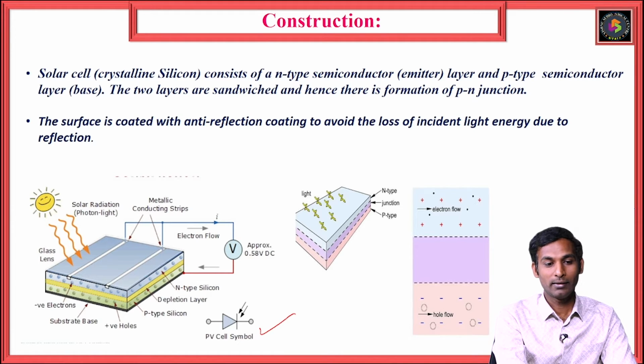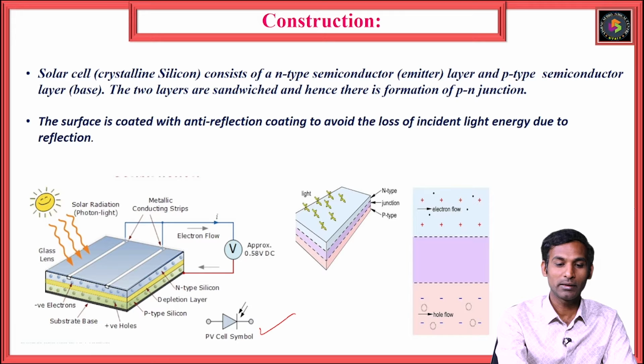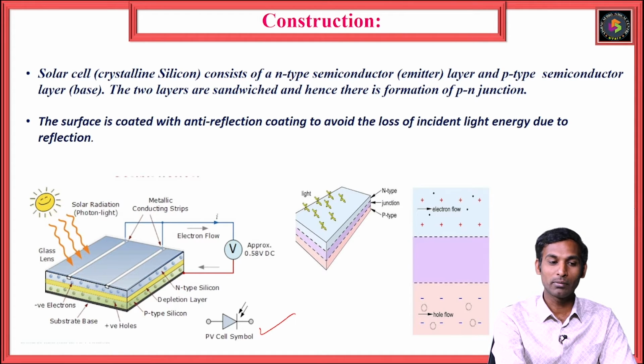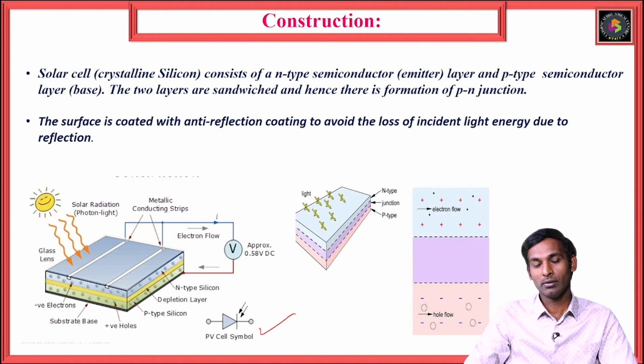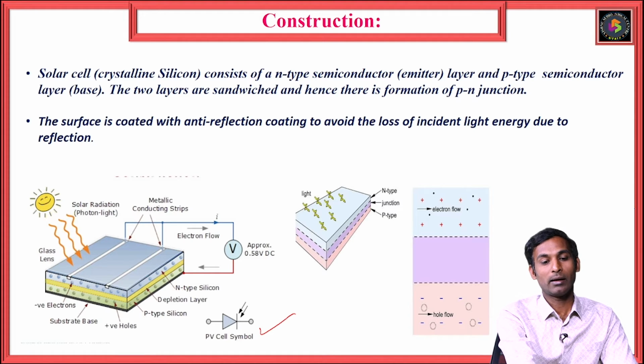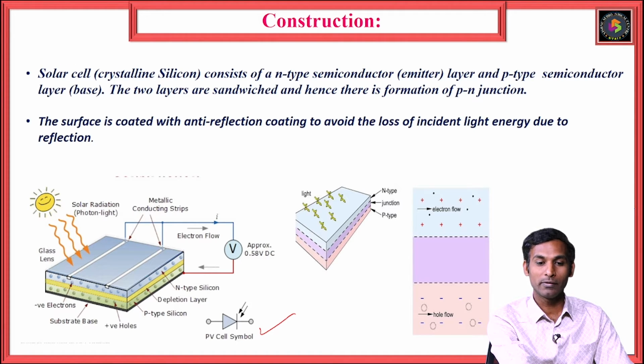One more point of view, you can observe here, solar cell, it is a crystalline material. Crystalline means I am talking about silicon. So the solar cell consists of an N-type semiconductor, that is the emitter layer, and a P-type semiconductor, that is the base. The emitter portion is said to be heavily doped. The base region is very lightly doped. So the two layers, P-type semiconductor and N-type semiconductor, are sandwiched together.